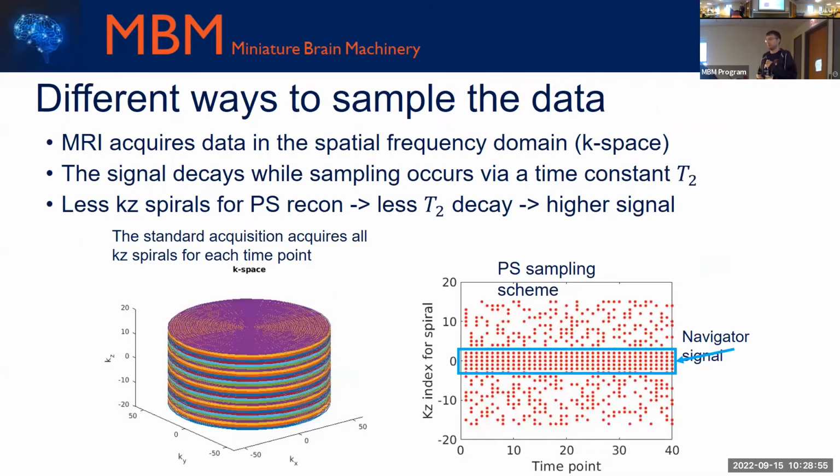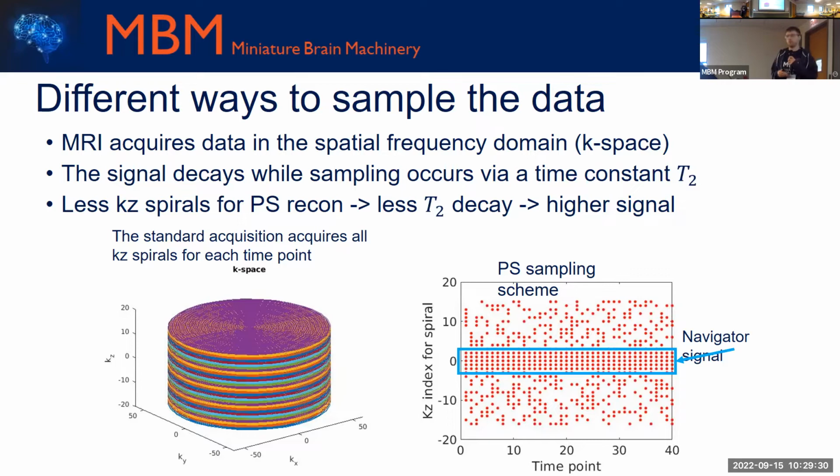So to think about how we do this, we have to think about different ways to sample the data. MRI acquires data in something called the spatial frequency domain, which is called K-space. And here is an example of a three-dimensional K-space where you have a KZ, KY, and a KX axis. And for each KZ, we take a KX, KY spiral for each of these KZ indexes. And in the standard method where the data is fully sampled, we take all of these 32 spirals for every single time point that we average together.